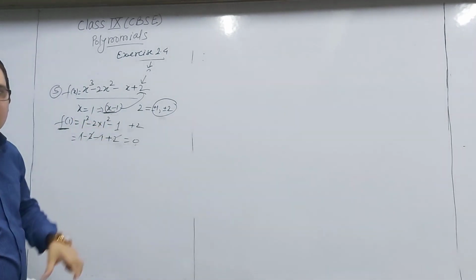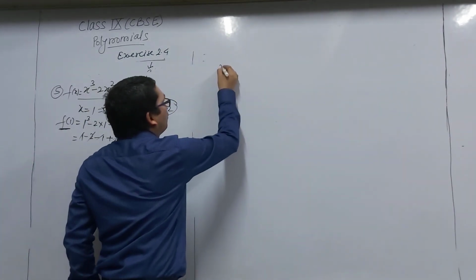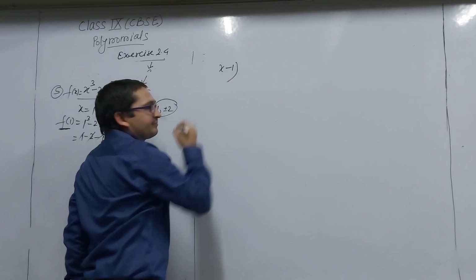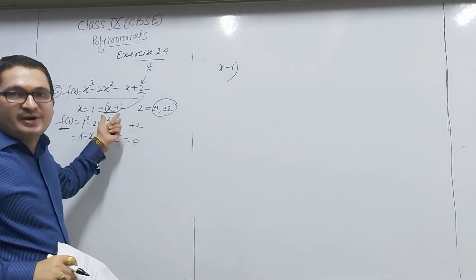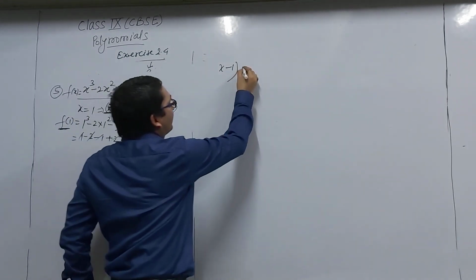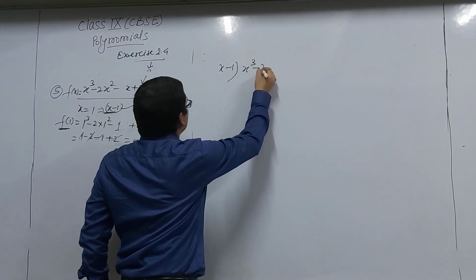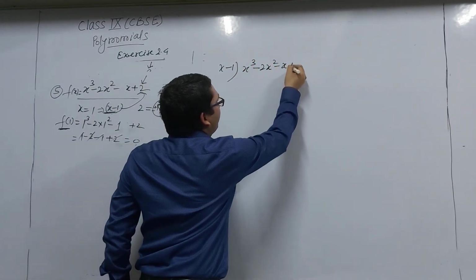Now we need to find one more. So how to do it? We need to divide this cubic polynomial by this linear factor, x minus 1. So do one thing, take x cube minus 2x square minus x plus 2.